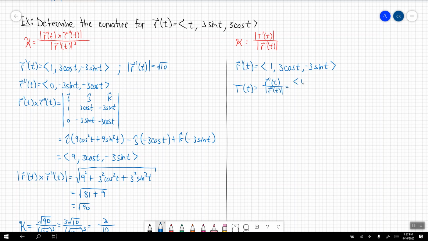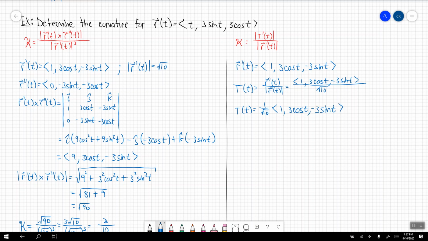So r prime of t, we have this as our vector, and then we're going to divide by the magnitude, which was, as we found before, root 10. And now we don't want to leave this in this form, so what I'm going to do is distribute that factor in. Or you know what, I'll actually leave the factor out. I'm going to leave the factor out as 1 over root 10 is going to multiply the vector 1, 3 cosine of t, and then negative 3 sine t as such.